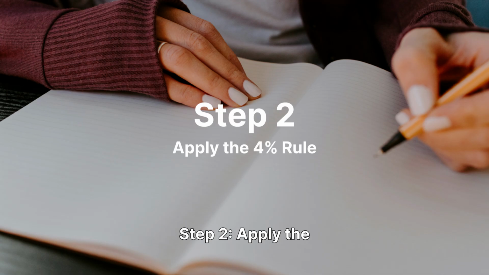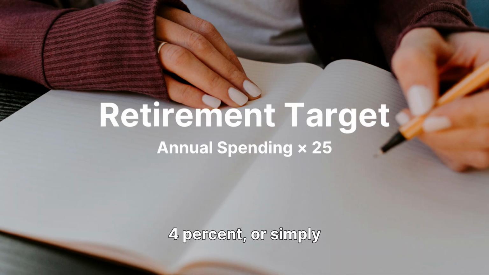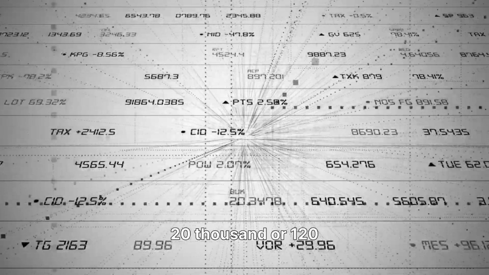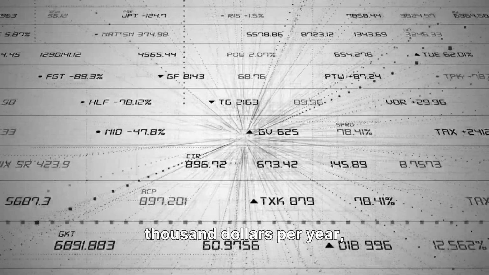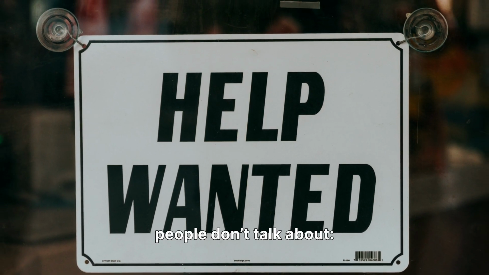Step 2. Apply the 4% rule. Take your annual spending and divide it by 4%, or simply multiply by 25. So for $40,000 a year, $40,000 times 25 equals $1 million needed to retire. Whether your number is $20,000 or $120,000 per year, the math works the same. But here's what most people don't talk about.